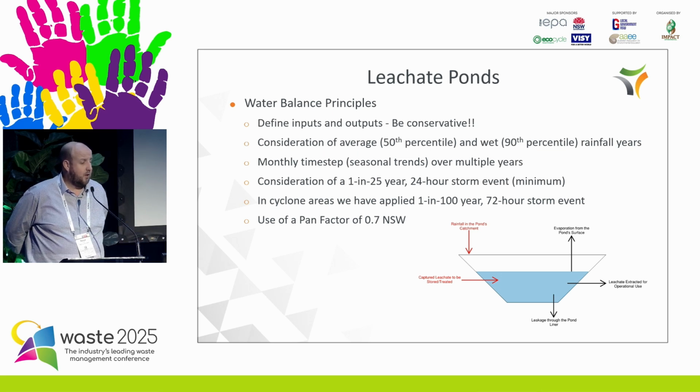The New South Wales guideline says 1 in 25 storm event for 24 hours. That's the minimum. But of course, in cyclonic areas where we've worked in many locations, particularly in the west, we've designed some systems for 1 in 100 storm events, 72 hours, so longer duration, much bigger events. And of course, we've got to think about the pan factor when it comes to evaporation. New South Wales uses 0.7. WA doesn't have any guidance, but of course, Vic EPA has 0.8. So it does vary around the world about how that works, and we'll chat about that shortly.